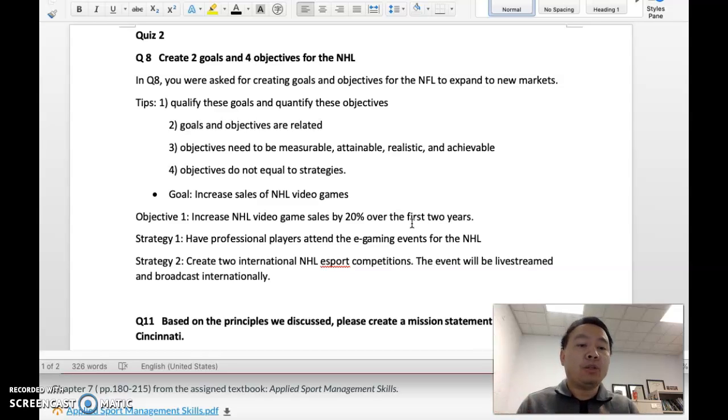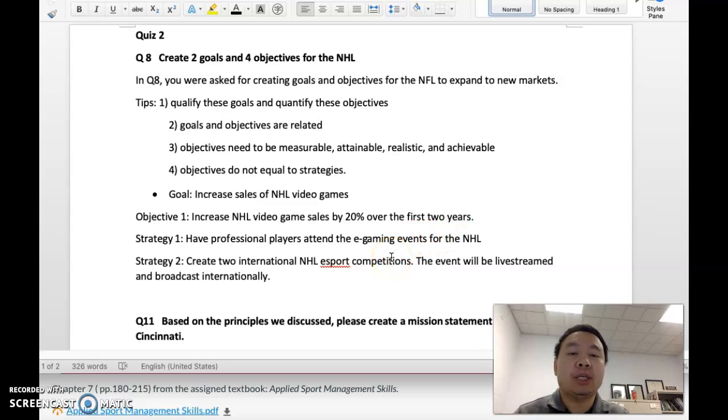If you want to know whether you have achieved this objective, when you look at the statement, it's measurable. If my video game sales have increased by 20%, I meet the goal that I set in the first place. If I did not increase the sales by 20%, then I did not meet the goal. So this is about the goal and objective.